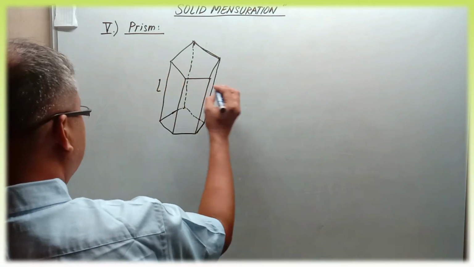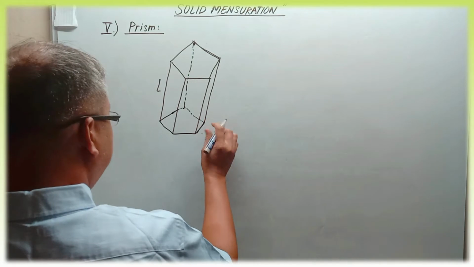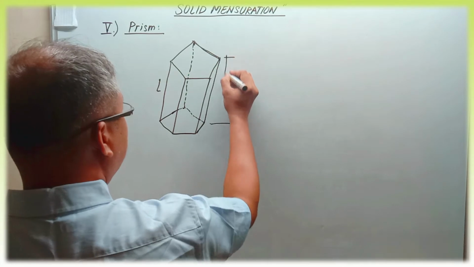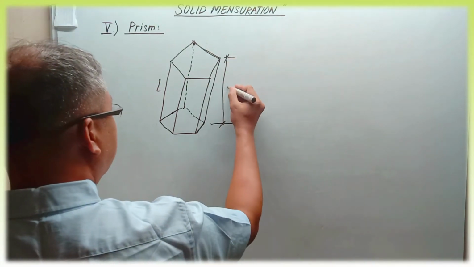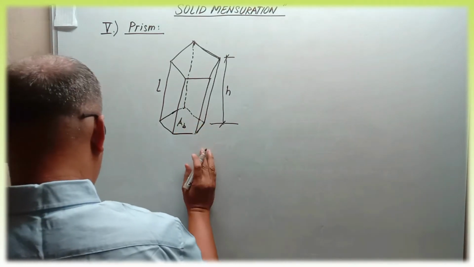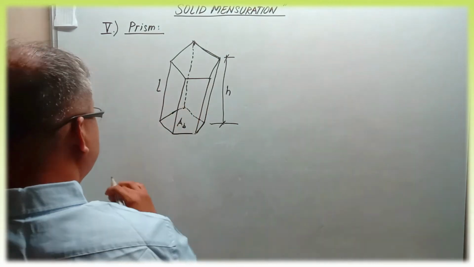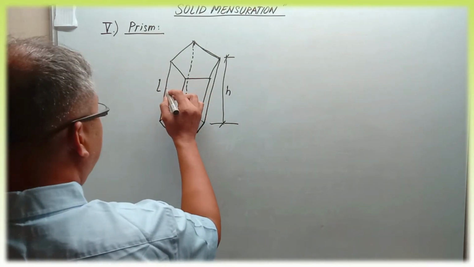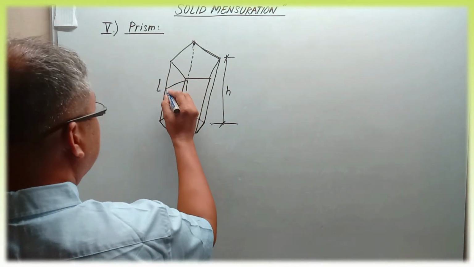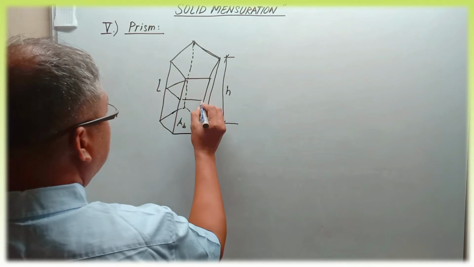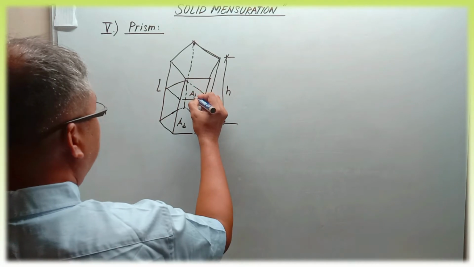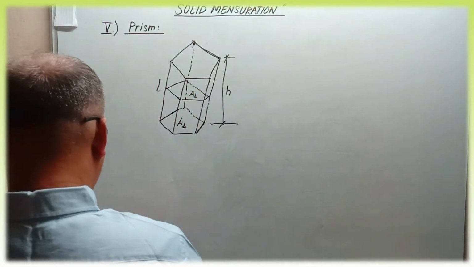This is the slant height. This one is the altitude or the vertical height, okay? This one is the area of the base, okay? And there is also some surface area along this area perpendicular to the base.